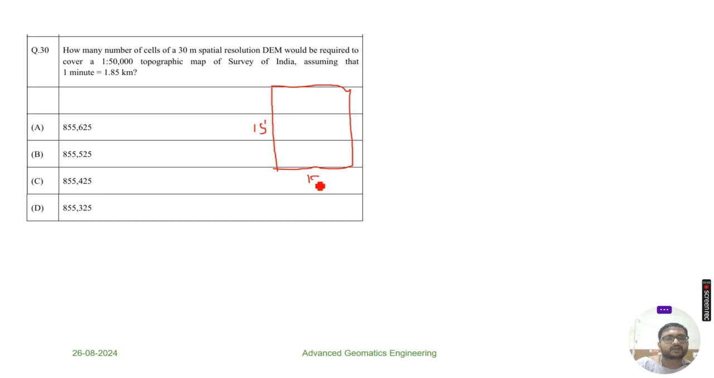So first of all, we have to convert that from minutes to some linear units, let's say meter or kilometer. So we will use this relationship given here, that 1 minute is equal to 1.85 kilometer. And then we will convert this 15 minutes. So what will be the answer for that? 15 into 1.85.